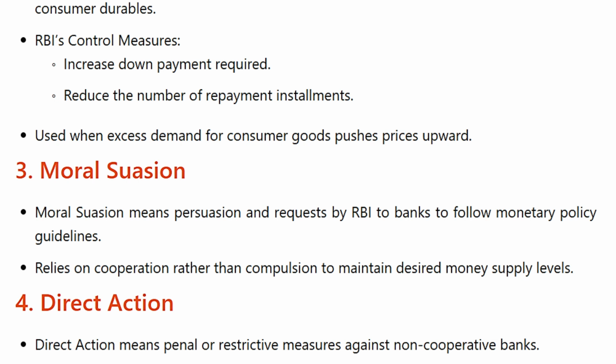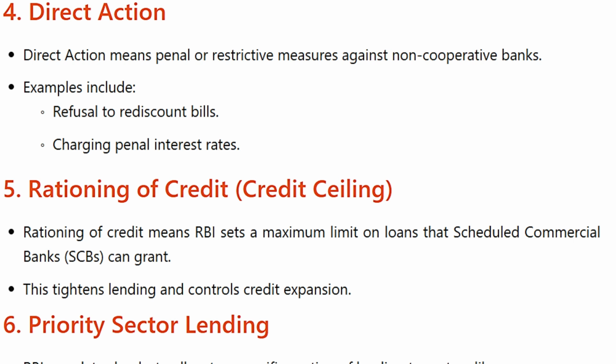Direct action means penal or restrictive measures against non-cooperative banks. Examples include refusal to rediscount bills, charging penal interest rates, and rationing of credit ceiling. Rationing of credit means RBI sets a maximum limit on loans that scheduled commercial banks can grant. This tightens lending and controls credit expansion.